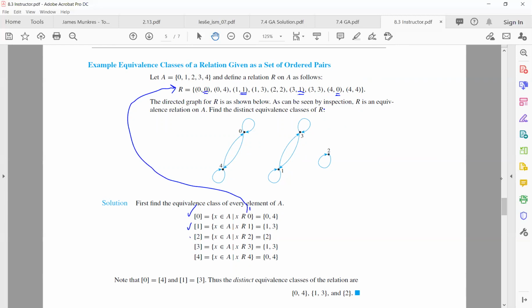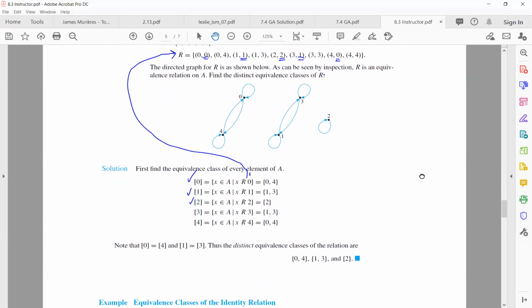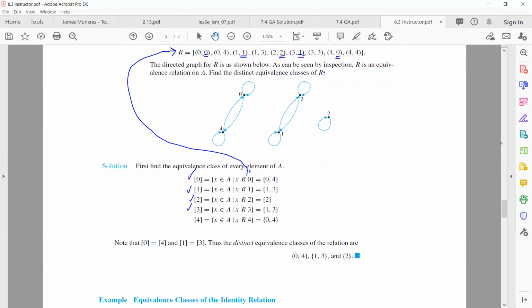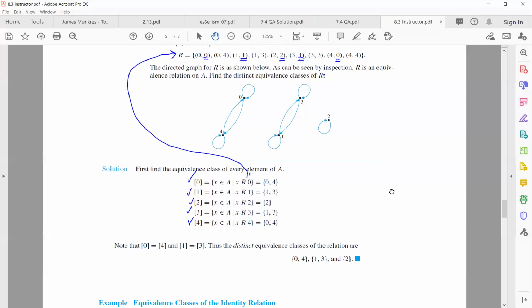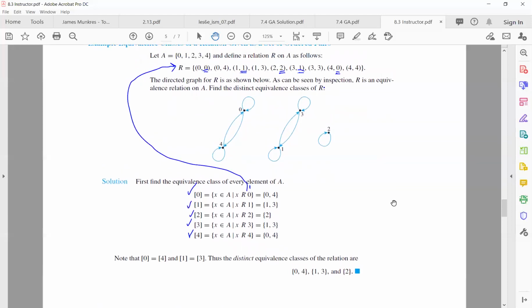What about the equivalence class of 2? We're looking for all values in A such that those elements are in relation with 2. The second member is 2. The only pair here is (2,2). So 2 is the only element that is in relation with 2. Very well, we can continue this process, find the equivalence class for 3, the equivalence class for 4. And that's how we get the distinct equivalence classes for this relation.